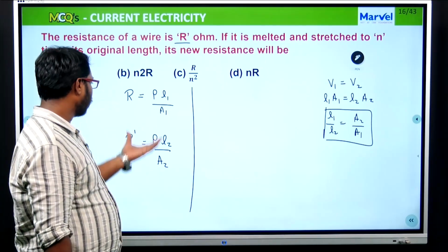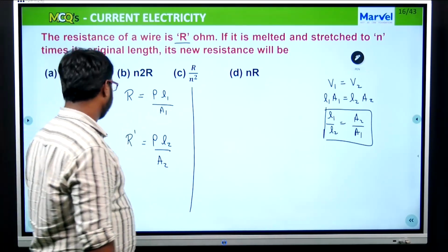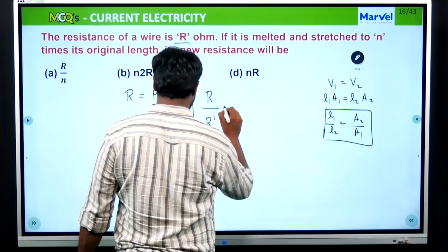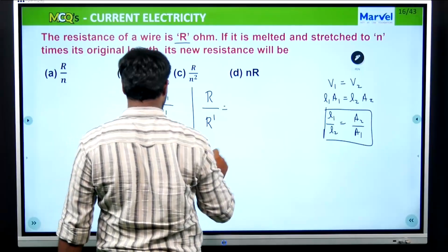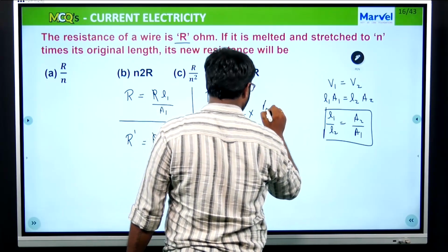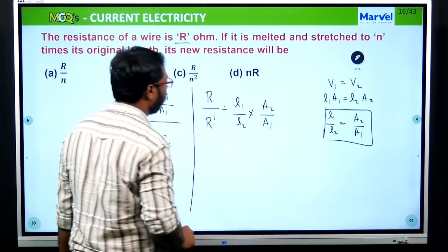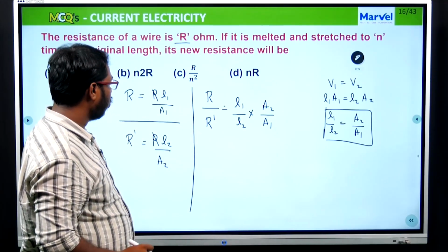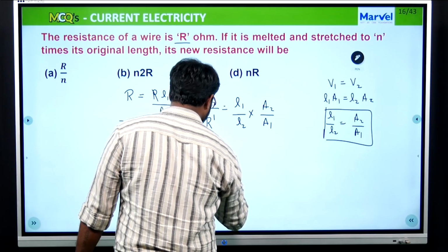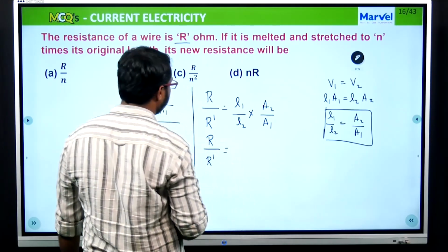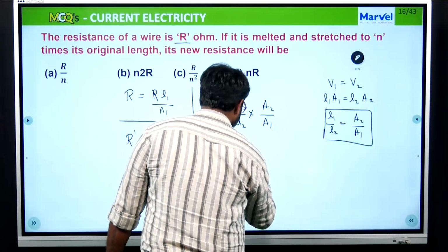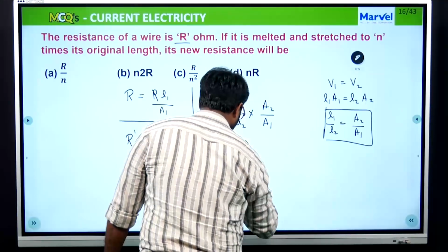Now I am just going to compare both and cancel them off. So I will just divide it. R by R prime is equal to, rho and rho will go down, L1 by L2 into A2 by A1. I am going to resubstitute my area, so R by R prime is equal to L1 by L2 the whole squared.